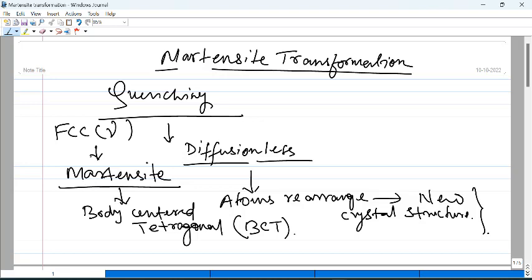But as I said, there is no diffusion here for the atoms to move and rearrange into the new structure. So we have to ask the question as to how the atoms then move and rearrange themselves to generate this new structure of martensite. How does the structure change from austenite FCC to martensite BCT? That is what we are going to discuss in this lecture today.